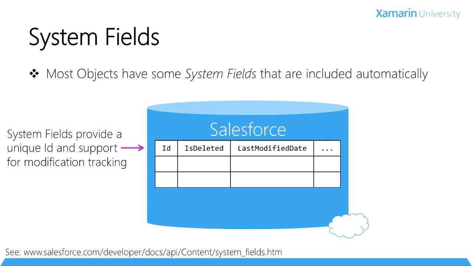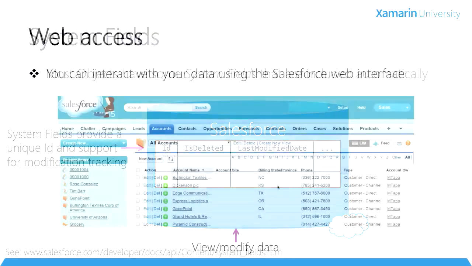So for example, the ID is set automatically when a record is created, and last modified date is set when a record is changed. Keep in mind, system fields are available in most objects. However, technically they are not guaranteed to be present in every object. In particular, not all the standard objects have the audit fields.